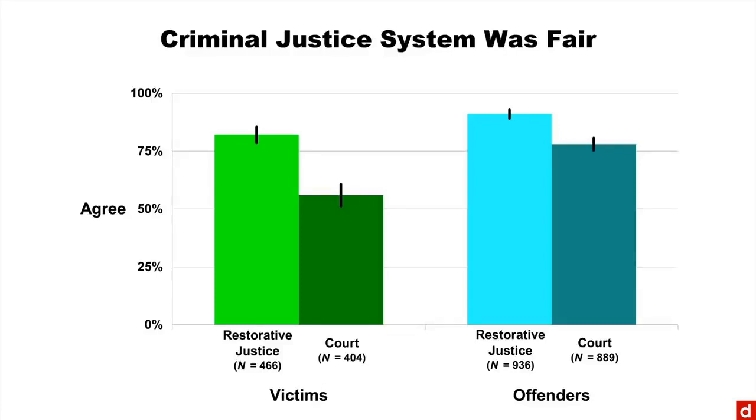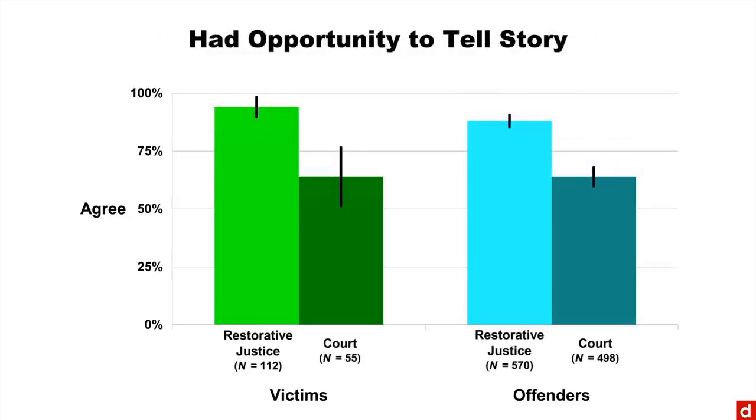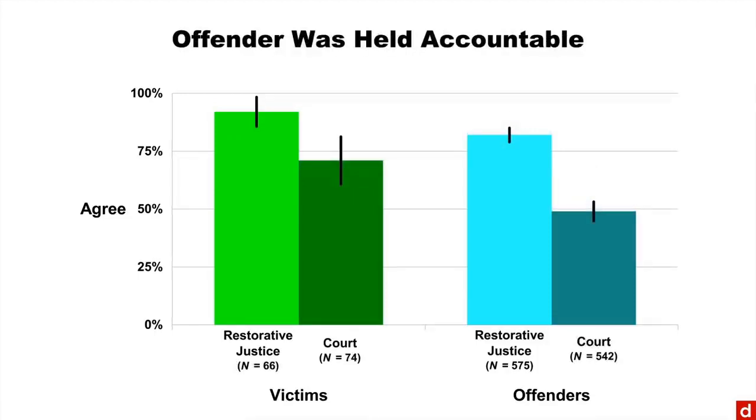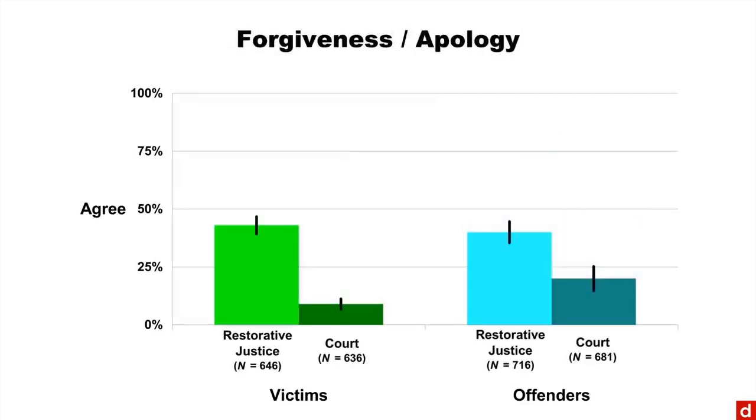People were more likely to say it was fair. They also felt that they had an opportunity to tell their story. That's one reason they might think it's fair. They also felt the offender was held accountable more often. In fact, if you go to court on the offenders, that line's below 50%, and that's the offenders themselves making the judgment. Then you can go to forgiveness and apologies. And again, this is actually a simple thing to code, and you can see there's an enormous difference. And in fact, one of the reasons there's such a big difference is because in standard court proceedings, the offender very rarely meets the victim.